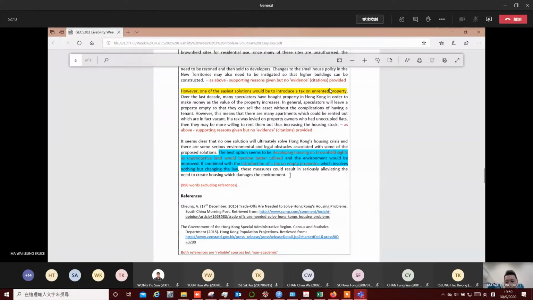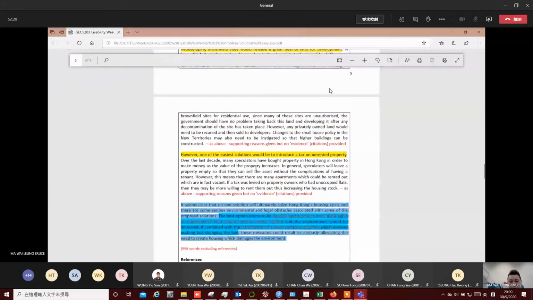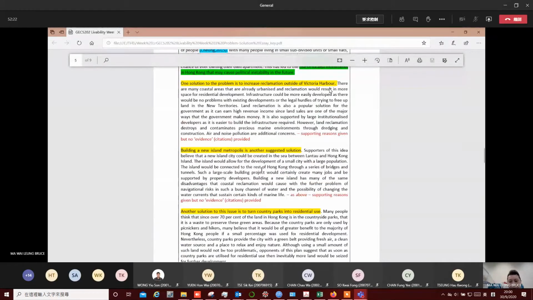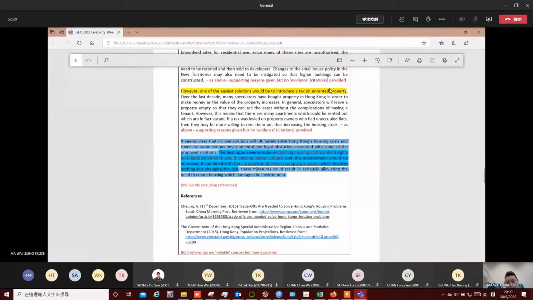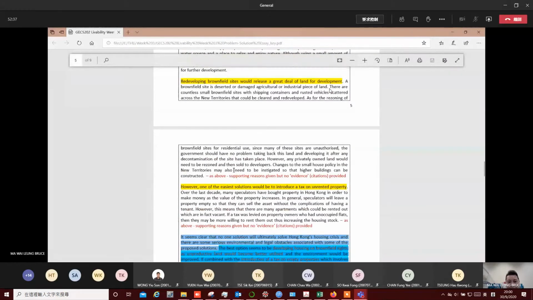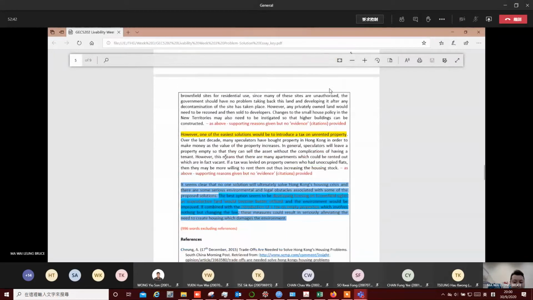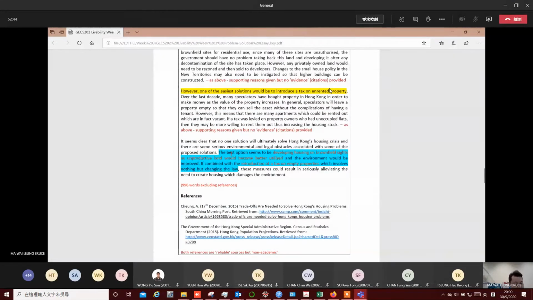So you see that environmental concern is the primary obstacle to putting forward the recommendation of building a new island. So we may want to try the easier path, which is taxation, and the other one, the redevelopment of the brownfield sites. All right, so this is a conclusion.